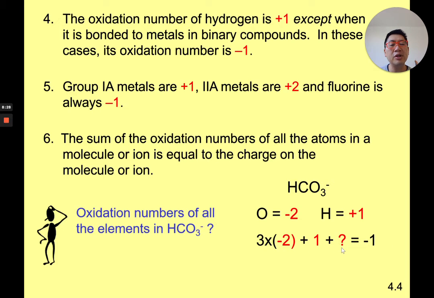So what will the charge of carbon be? It's just basic algebra here. So the charge of carbon in this case is going to have to be +4. So -6 plus 1 plus 4 adds up to -1. The charge of carbon here is +4. So the oxidation numbers of all the elements in this bicarbonate, HCO3 minus, are hydrogen's +1, carbon's +4, oxygen is -2.